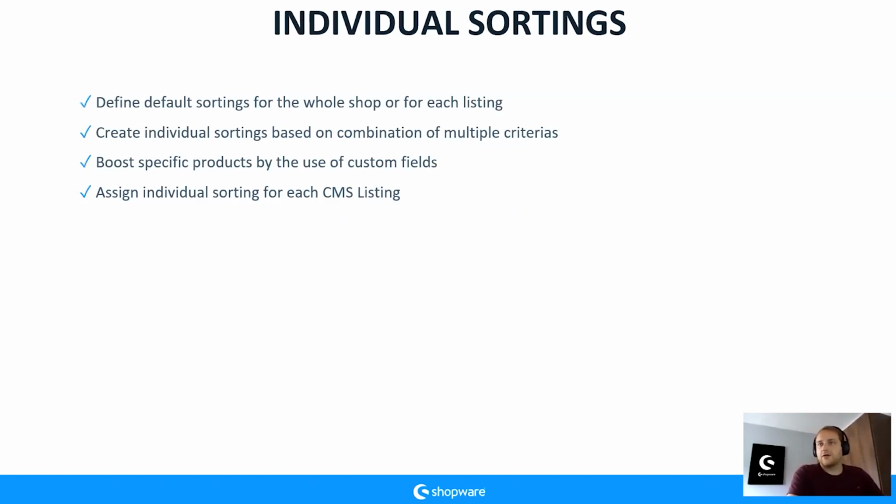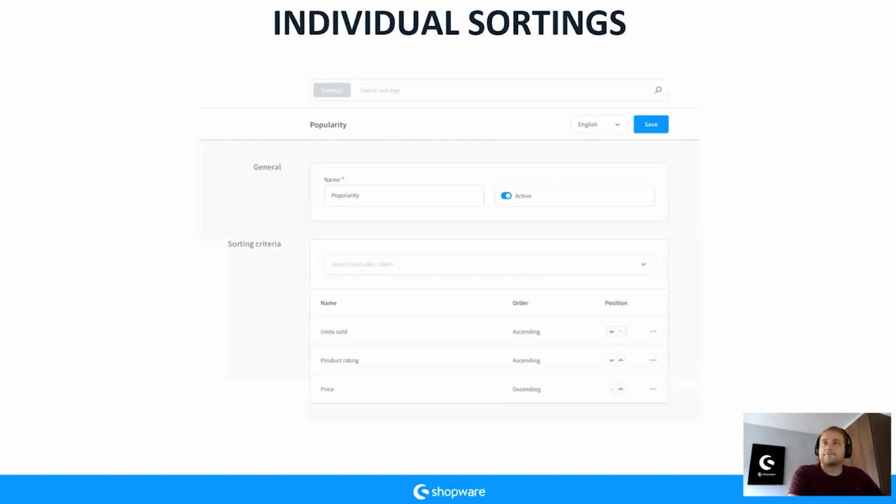And the sorting can not only be set globally, it can also be different via the CMS listing element, for example. Even the setting can be overwritten in the categories again. And now I brought you some screen design. So this is the overview of the settings module, and there you can see the new sorting popularity, and down below you can see all the sorting criteria and the order.